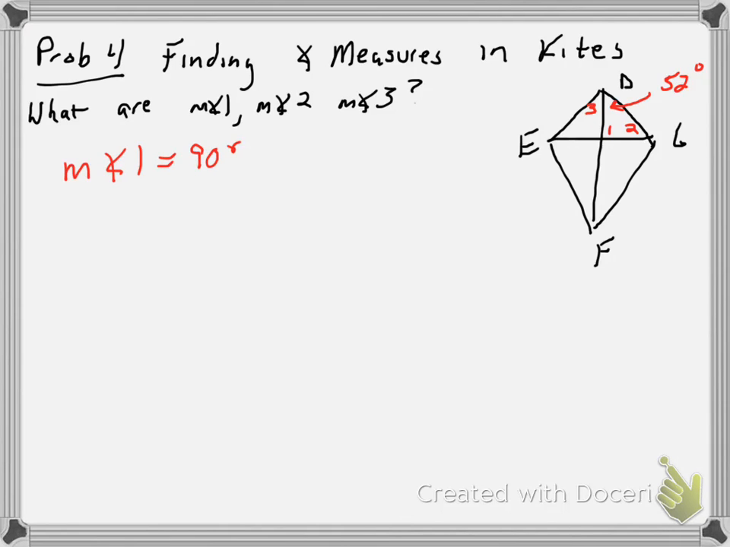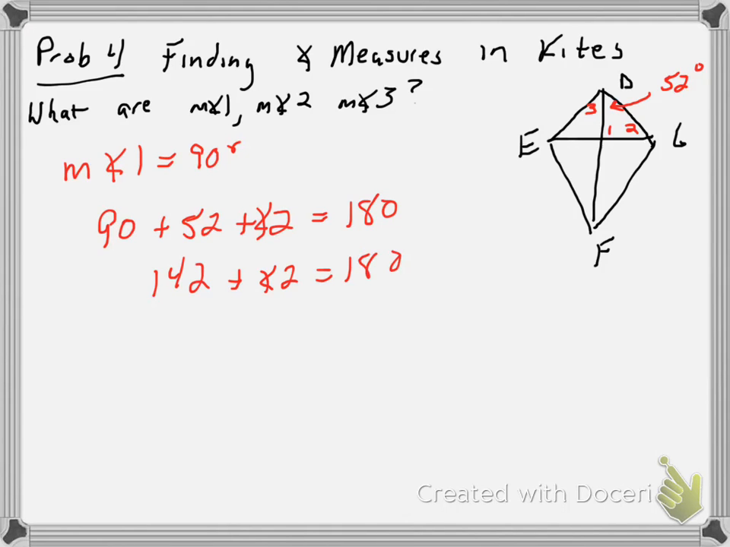So again, if you look where 52 degrees and angle 2 is, that's a triangle. So our old triangle is back. So we can take the measurement of angle 1, which is 90 degrees, plus that 52 degrees, plus angle 2. We'll do that so you can see the difference. It is going to equal 180 degrees. Okay, so we add those two together. That's 142 plus angle 2 equals 180. Subtract 142. Angle 2 is going to equal 38 degrees.